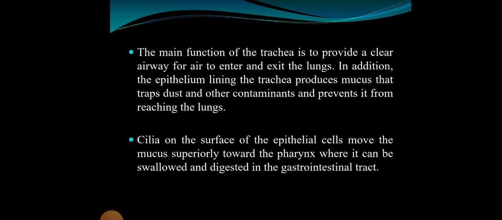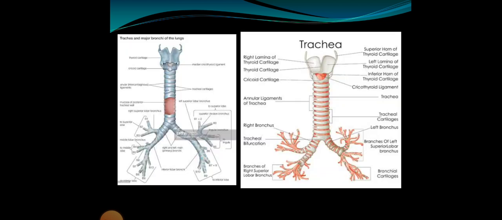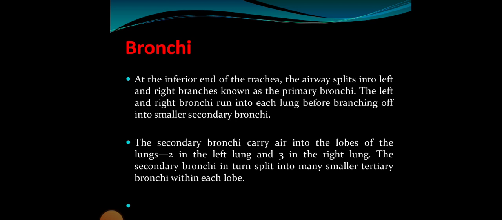In addition, the epithelium lining the trachea produces mucus that traps dust and other contaminants to prevent them from reaching the lungs. The cilia on the surface of the epithelial cells move the mucus superiorly toward the pharynx, where it can be swallowed and digested in the gastrointestinal tract. And this is the structure of the trachea, a cross section of the trachea. It has many parts. And next one is bronchi.